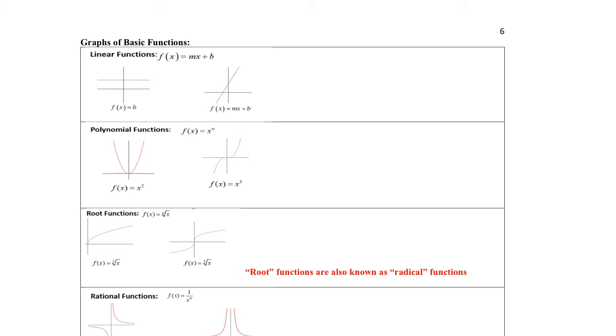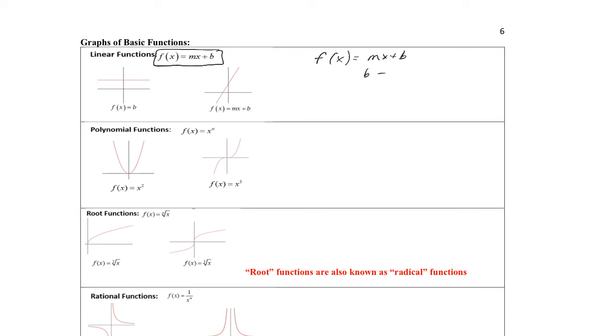Okay, so let's talk through each one of these. Let me remove all of this. And we'll go through just some basic properties. So first, we're going to start with linear functions at the top. So linear functions are functions that are written in the form f of x equals mx plus b. And so just a quick review from high school, mx plus b.